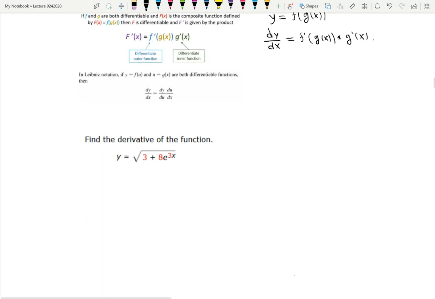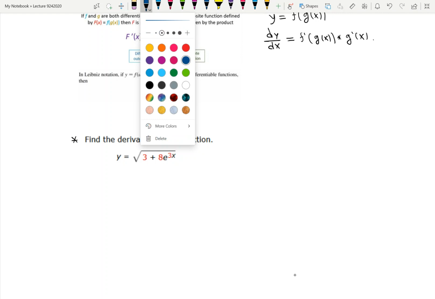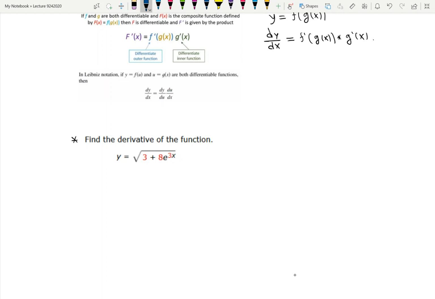And we need to find the derivative of this one. So I can change the color. So we have y equals the square root of 3 plus 8 e to the power 3x. So this one I can rewrite this way: y equals 3 plus 8 e to the power 3x, to the power 1 half. So now this part is our inner function.